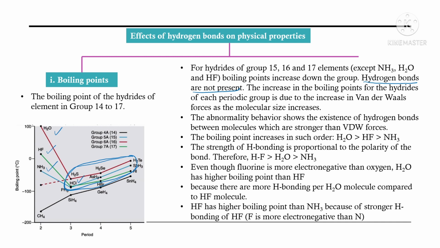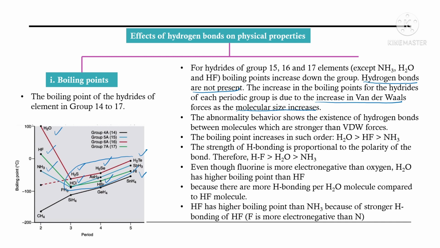And from HCl, HBr to HI, the molecular size increases, causing the Van der Waals forces between the molecules to become stronger, and therefore the boiling point increases from HCl, HBr to HI. For group 16 hydrides, the molecular size increases from H2S, H2Se, H2Te. Therefore, the Van der Waals forces are expected to increase from H2S, H2Se to H2Te. Therefore, the boiling point is expected to increase from H2S, H2Se to H2Te.